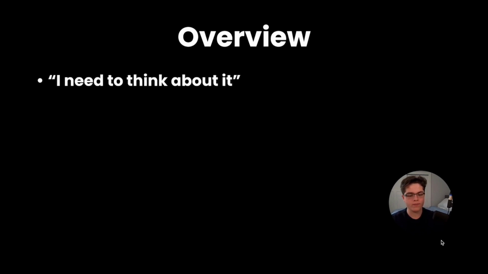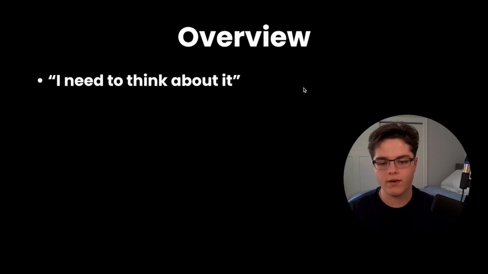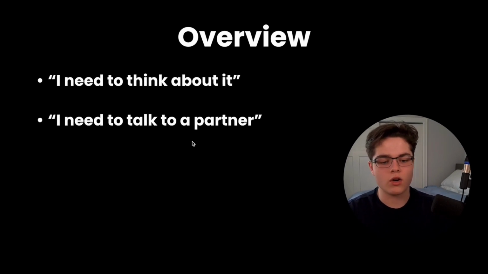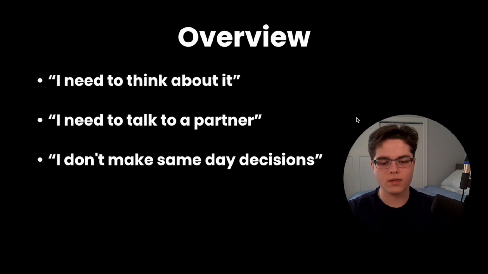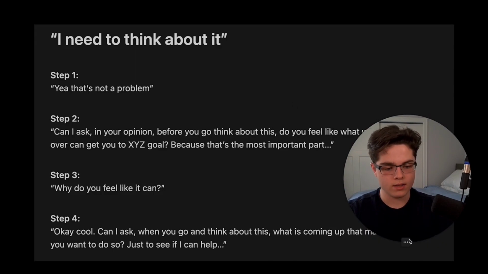So first, the overview of the objections we're going to cover. First is the "I need to think about it" one. I'm sure if you've had calls, you've heard this, very common. Second is "I need to talk to a partner," so I might need to talk to my wife or my husband, or my business partner, something like that. Third is "I don't make same day decisions." This is also a very annoying one to handle. I've heard people say they need to pray the night before they make a decision and things like that. You handle it here. And fourth is "I don't have the money," which is actually a pretty easy one to handle.